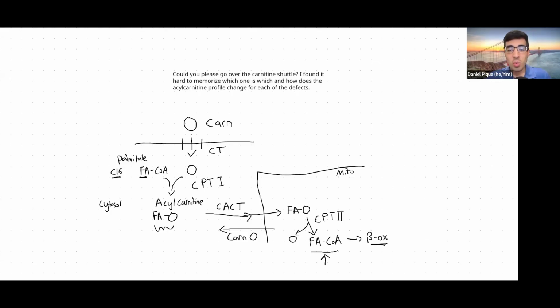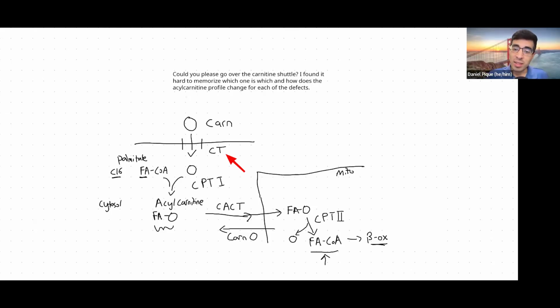Okay, so now what happens to the acylcarnitine profile when we have a defect in each of these enzymes? We've got 4 enzymes here to walk through. Let's start with carnitine transporter. Carnitine transporter plays a very important role in the reabsorption of carnitine from the renal tubules back into the body. The idea here is that carnitine is a small molecule that gets filtered into the renal tubules, and it has to be reabsorbed in order to re-enter the body.